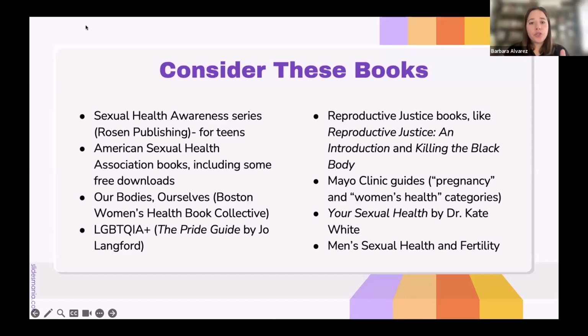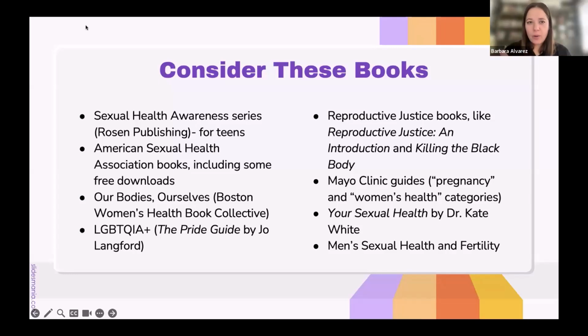If you go to the Mayo Clinic Guide's website, they have categories for pregnancy, and they also have a category that they label as women's health. So you can find materials there. And then Your Sexual Health by Dr. Kate White is a relatively new book, which is pretty comprehensive.